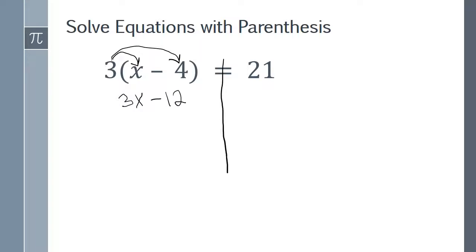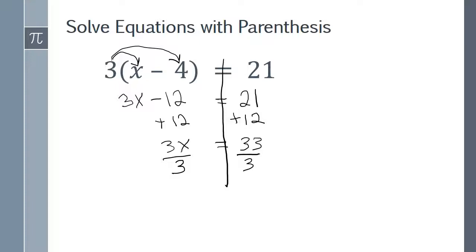And then after that, I'm going to end up with a two-step equation. We have subtraction and multiplication. I need to start with subtraction by adding 12 to both sides of the equation, which means I'm going to end up with 3x equals 33. This is a one-step equation. The opposite, or the inverse, of multiplication is division. So I'm going to have to divide both sides by 3, and the final answer is 11.